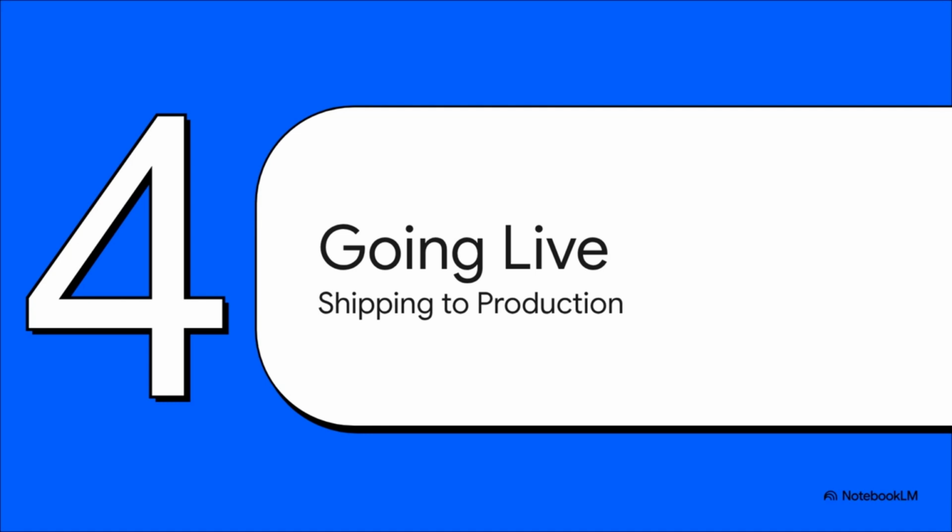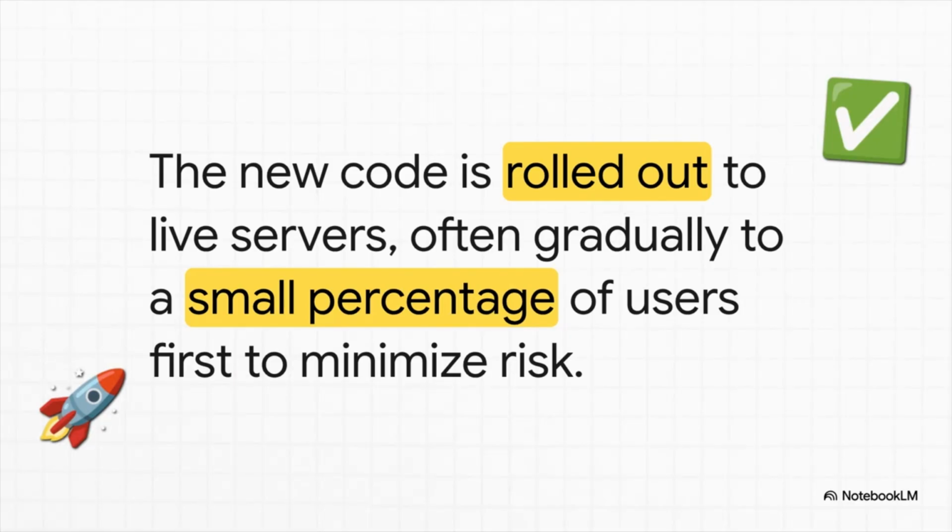So, our wish list feature has survived the machines, and it's been signed off by the humans. It's gotten a big green light. Now it's time for the main event, deploying it to production, where millions of real users are waiting for it. This is it, the moment of truth. The new code is rolled out to the live servers.